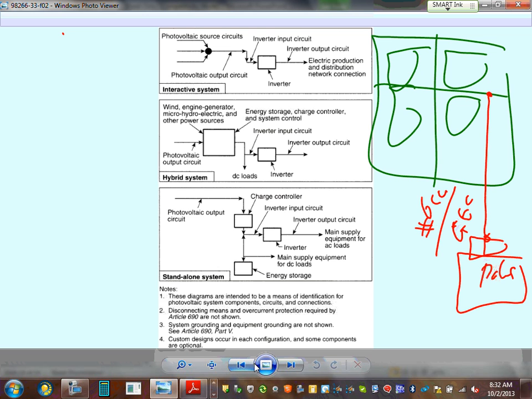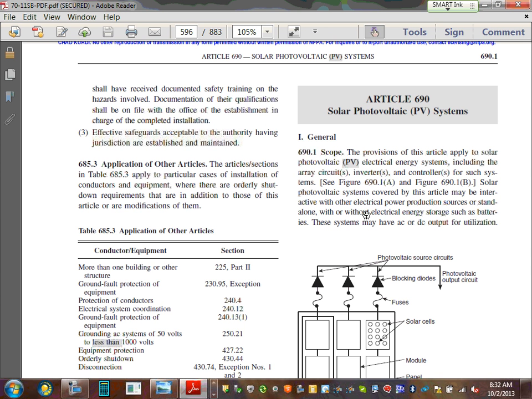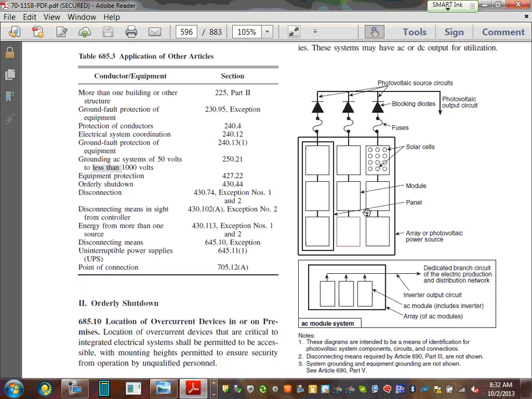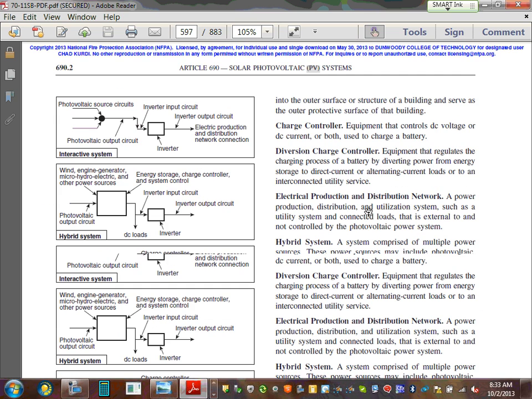What else about the solar photovoltaic system? We talked about disconnect sizing. We talked about sizing them, guys. 1.25 on the DC, 1.25 on the AC level. So that's the last thing, the article that talks about it. Here's article 690. You can look at the same picture that we're looking at, the solar photovoltaic system.